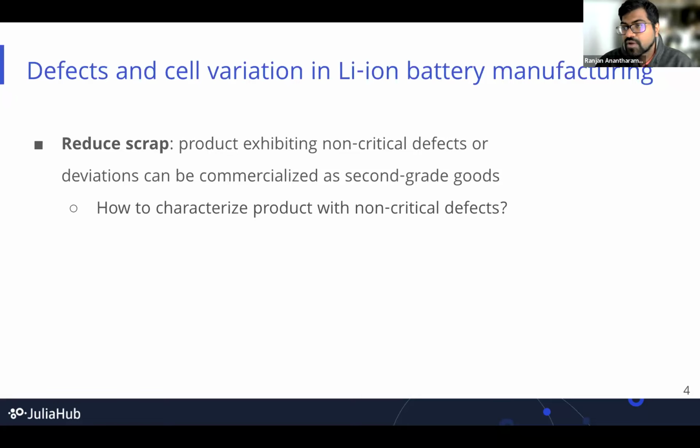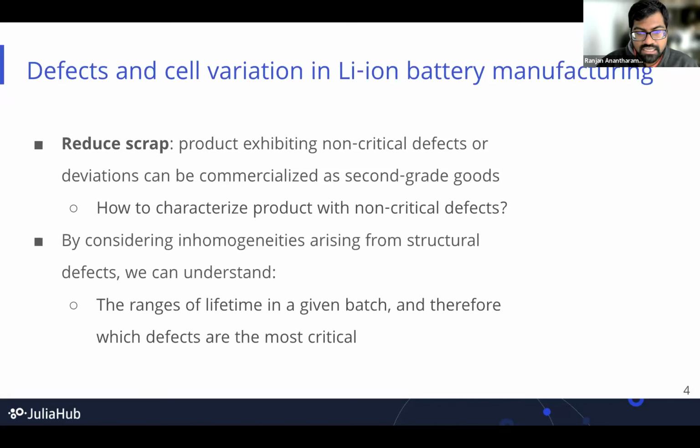For example, if you have a product with non-critical defects, we can understand how much it affects the cell performance, and then perhaps even reuse a batch with non-critical defects and commercialize it as second grade goods. Even if you can't meet the spec of a certain customer, perhaps there is another customer who would find such a batch useful, and so you can commercialize it at a discount, so to speak.